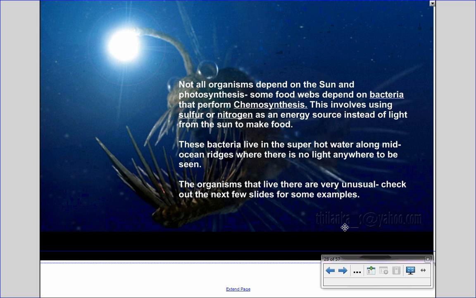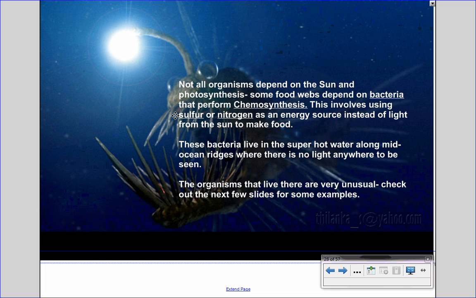Not all organisms depend on the sun and photosynthesis. Some food webs depend on bacteria that perform chemosynthesis. This involves using sulfur or nitrogen as an energy source instead of light from the sun to make food. These bacteria live in the super hot water along mid-ocean ridges where there is no light anywhere to be seen. The organisms that live there are very unusual. Check out the next few slides for some examples.